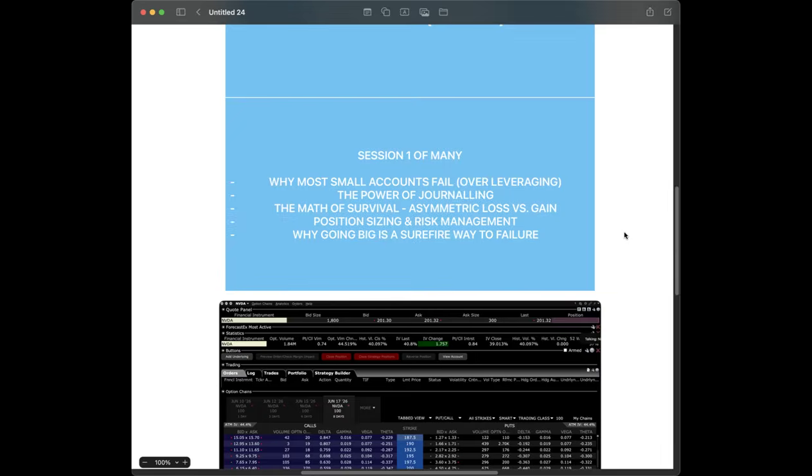Again, if you lose half your portfolio, you need to go up 100% just to get back to where you were before, right? So that's how the math works. You need to think about it from that perspective. So sizing wise, I have a little chart here too for position sizing.